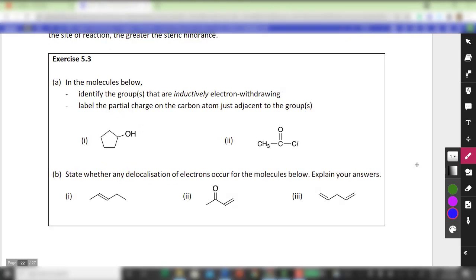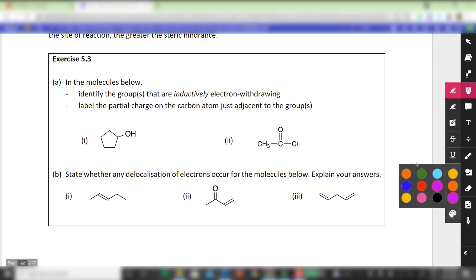Okay, so next we have exercise 5.3. We're going to look at A first. So identify the inductively withdrawing group. Of course, definitely not too difficult. I mean, the OH group is inductively withdrawing.